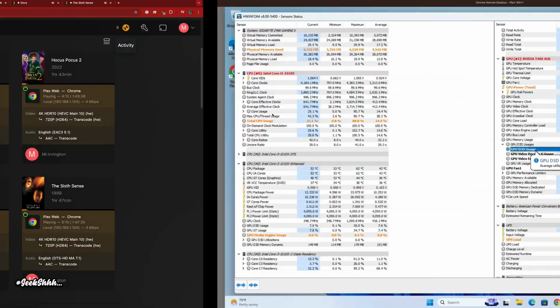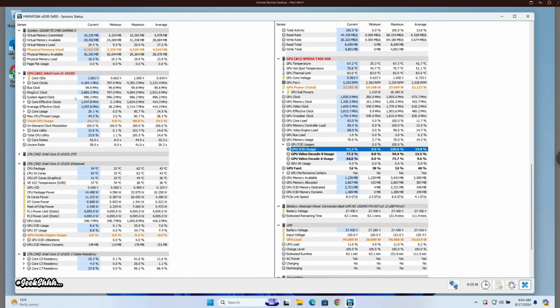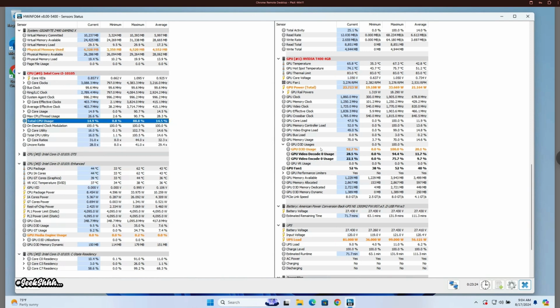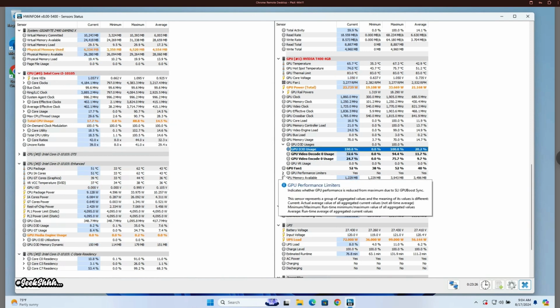Okay, a little bit of information. Let's check back in with the system. So we jumped up to 6 gigs, 21% on the CPU usage, and the GPU is hovering around 90. So that ain't really looking too good.